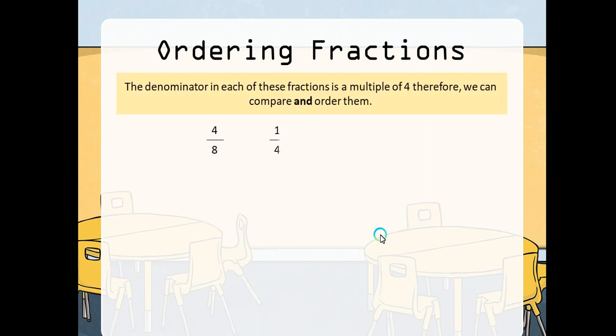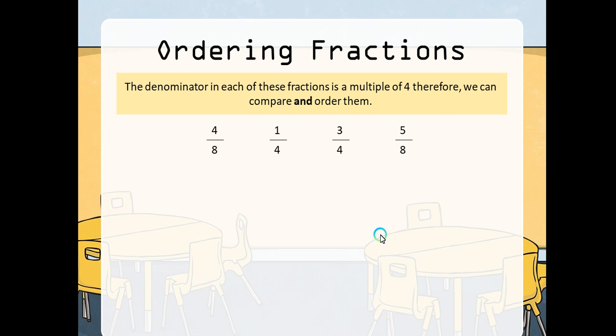Still going to ordering fractions. The denominator in each of these fractions is a multiple of 4. Therefore, we can compare and order them. Here we're going to order our fractions. When we are talking about ordering fractions, we're talking about arranging them in order, like 1, 2, 3, or maybe reading from 10, 9, 8, 7. So it's either we arrange from the smallest to the biggest, or from the biggest to the smallest.